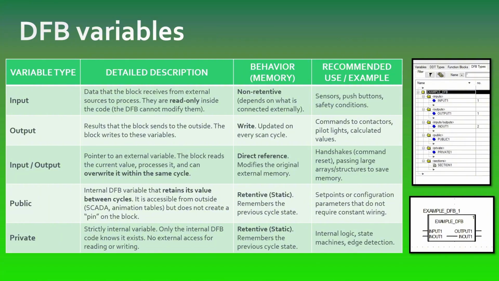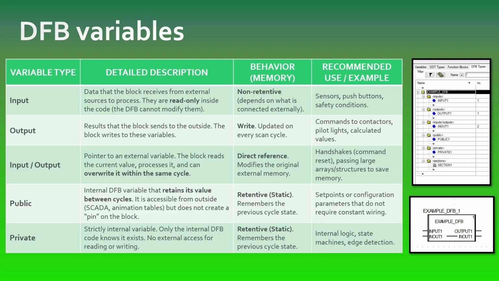Then we have public variables. These are internal variables of the DFB that retain their value between cycles. They do not appear as an input or output pin on the block, but they can be accessed from the outside, for example, from a SCADA or from animation tables. They are normally used for adjustment parameters or configurations that do not need to be constantly wired. This type of variable has no visual representation when we instantiate the block.